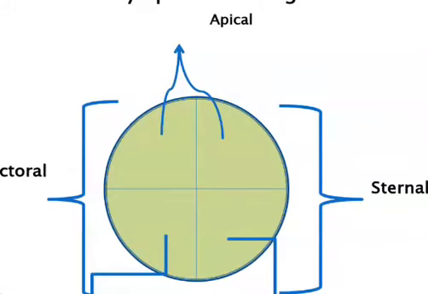You can see in the picture, the upper quadrants are draining into apical lymph nodes. Then lateral quadrants are draining into pectoral lymph nodes. Medial quadrants are draining into sternal lymph nodes. And lower quadrants are draining into lymph nodes in the anterior abdominal wall and also hepatic lymph nodes.